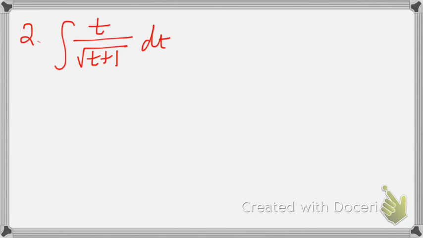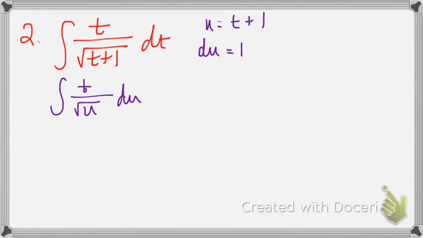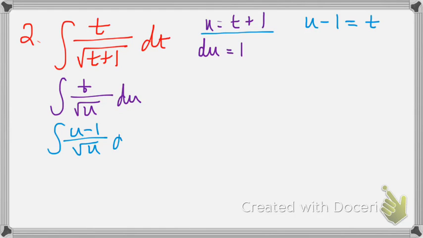Think about what you would normally let u be. u is going to be t plus 1, because that's what's on the bottom, what's underneath the square root. So du is 1. And that leaves us this extra t on the top. So that's where I have to rewrite this up here to solve for t. I'm going to subtract 1. That's what t is, so now I'm going to substitute it in. Now I have all u's, so I can solve the problem.